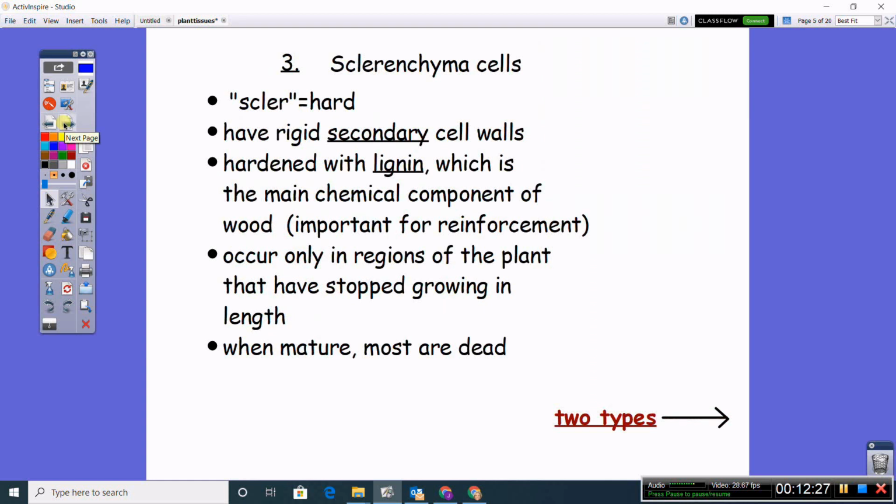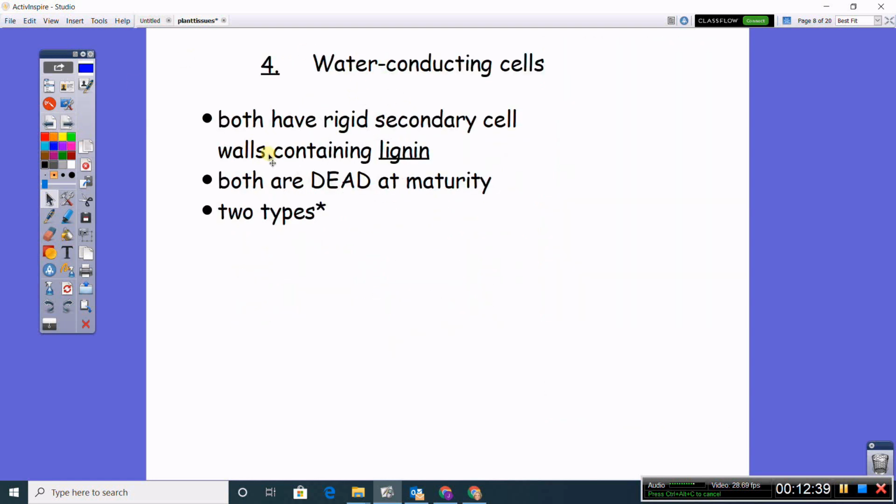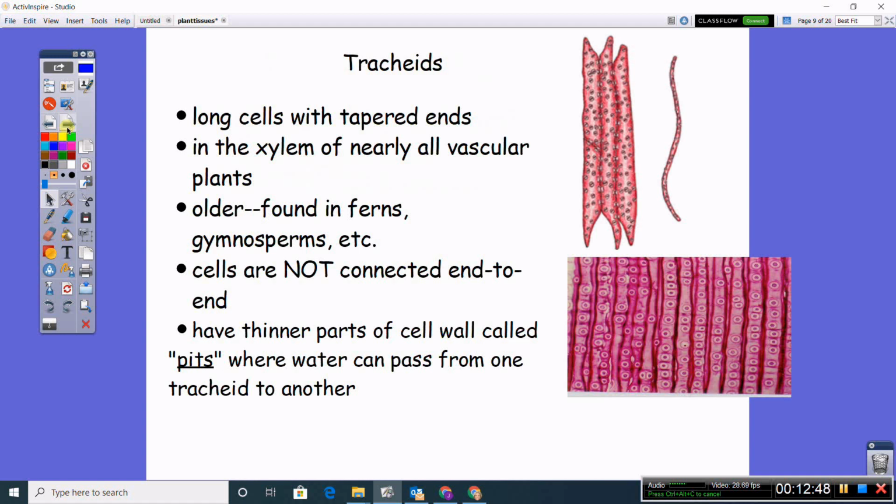Just going to go back a second. So if it's got lignin in it, that's a good clue that it's probably dead at maturity. So sclerenchyma cells were dead at maturity. They had lignin. Your water-conducting cells are going to contain lignin, so they're dead at maturity.